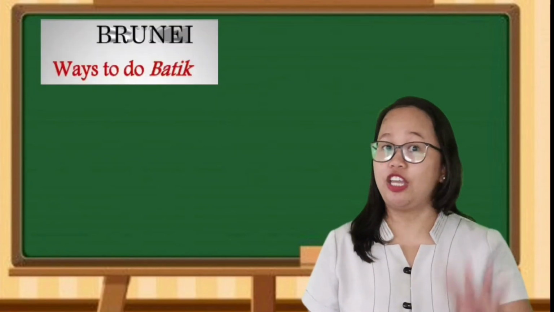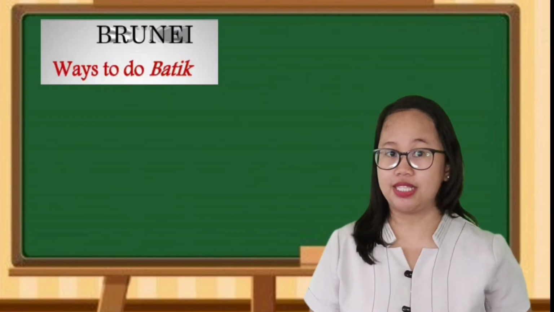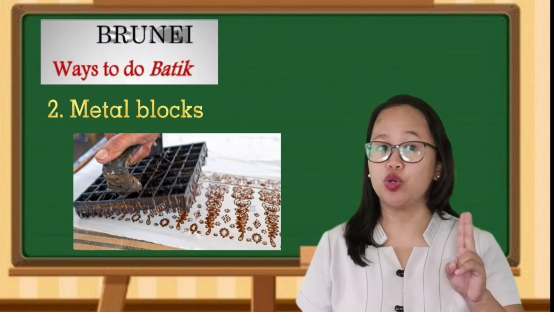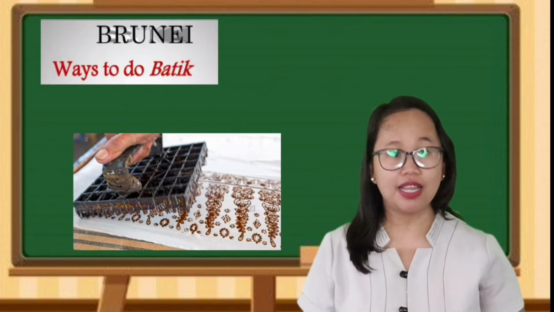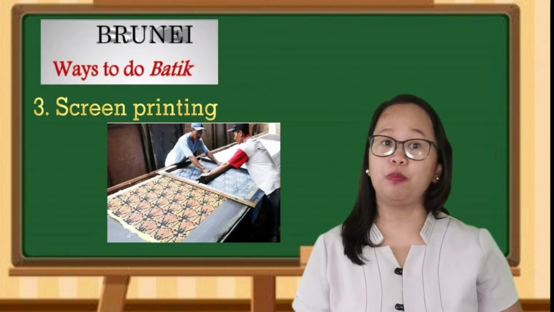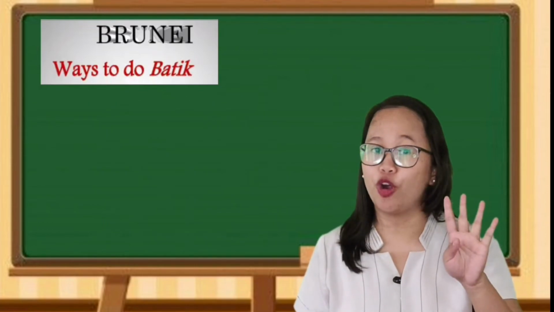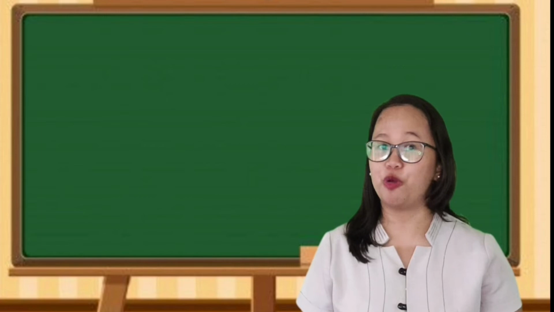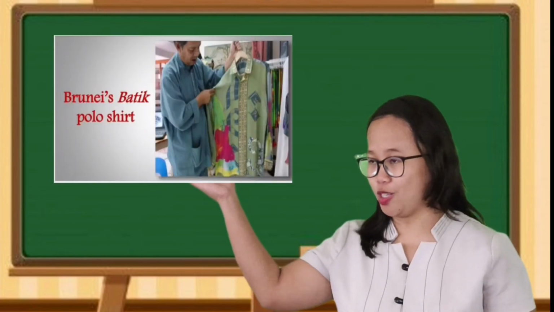Batik can be done in 4 different ways. Number 1, hand-drawn. 2, using metal blocks. 3, screen printing. And number 4, digital printing. Here is an example of Brunei's batik polo shirt.